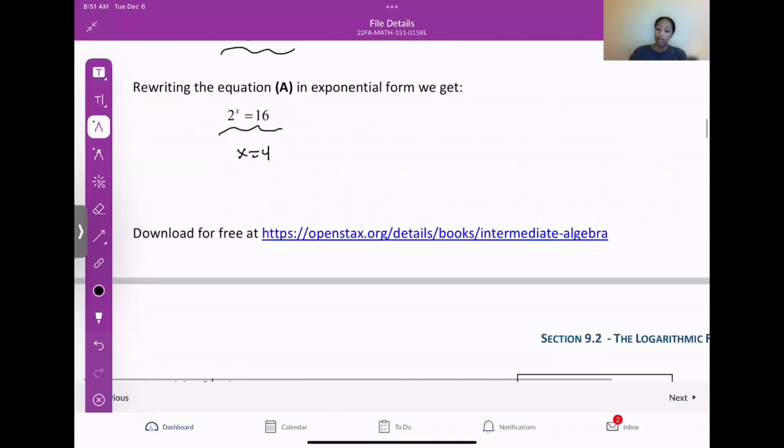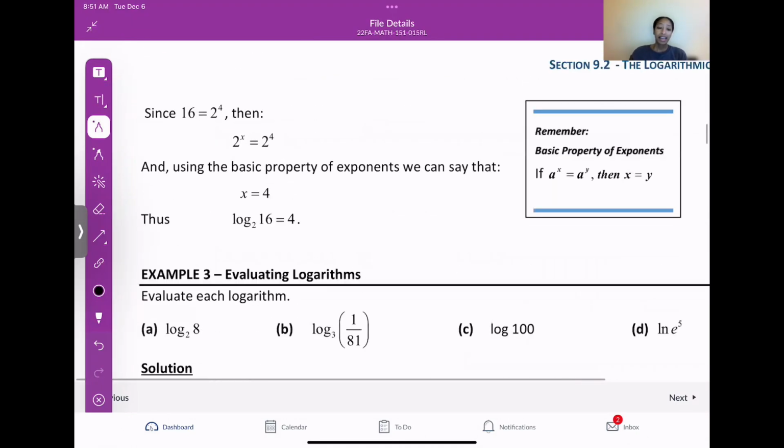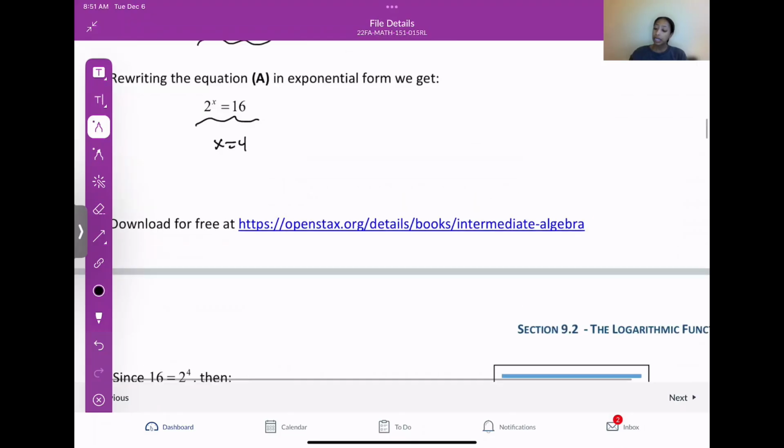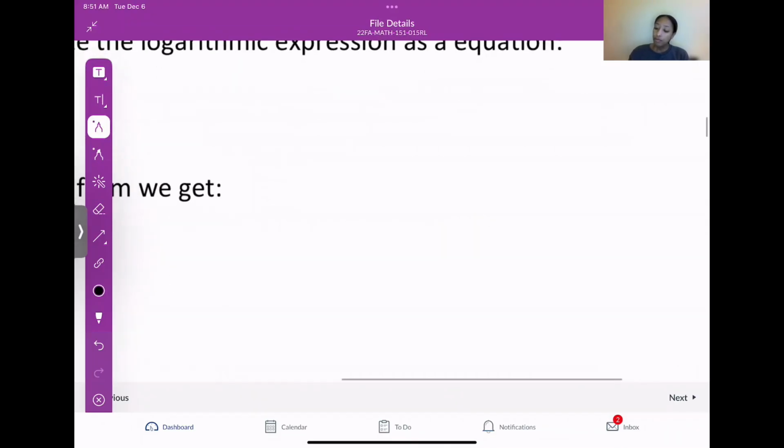In order to help you evaluate these types of logarithms quickly, it might be helpful for you to remind yourself or make a list of the first few powers that you know. Like we know 2 to the first power is 2, 2 squared is 4, 2 cubed is 8.